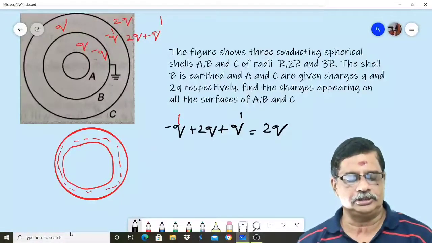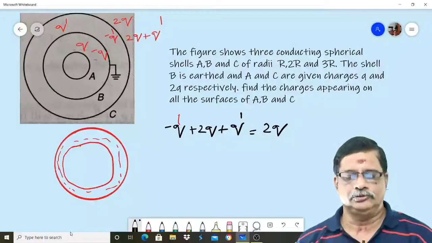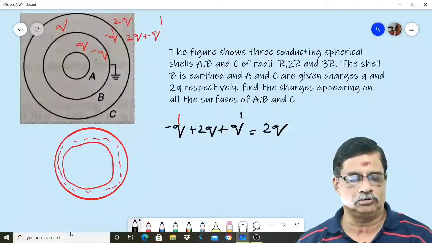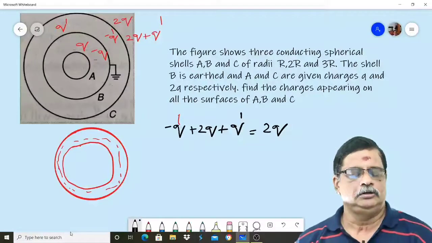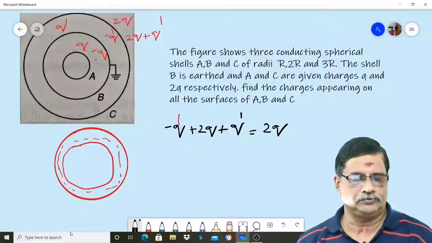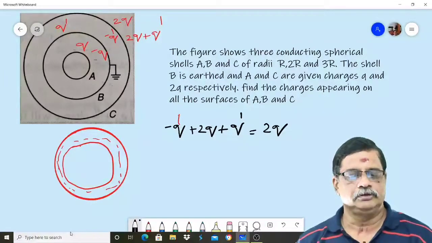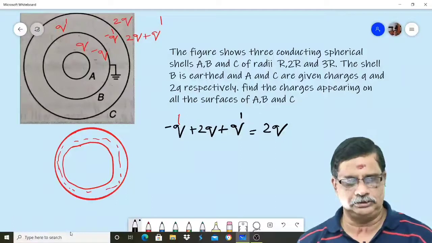Now it is mentioned that the sphere B is earthed. You know that the potential of earth and earth connected bodies is 0. So let us now write down the potential of B. The charges that contribute to the potential of B are the charge Q on the outer surface of A, the charge minus Q on the inner surface of B, charge Q dash on its outer surface, and the charges minus Q dash and 2Q plus Q dash on the inner and outer surfaces of the spherical shell C.